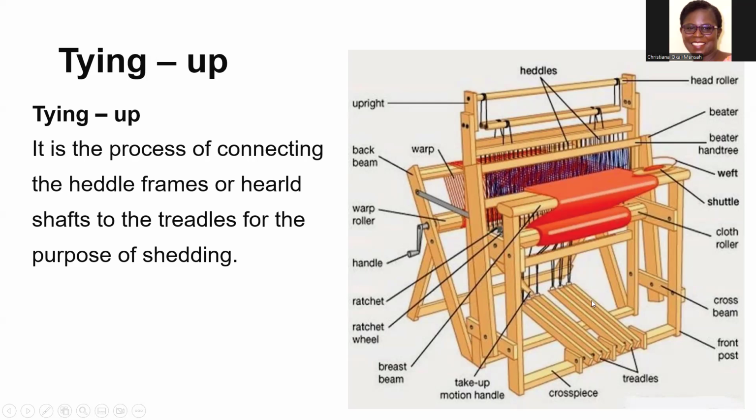Now you have tied the shafts to the treadles. So anytime you tread on one, the shaft will move. One and three will move down. The rest will move. Then it will create a shed for you. We'll come to that. So that is the purpose of the tying up. So the proper tying up will help a smooth opening of the shed so that you can put in your shuttle. Okay.